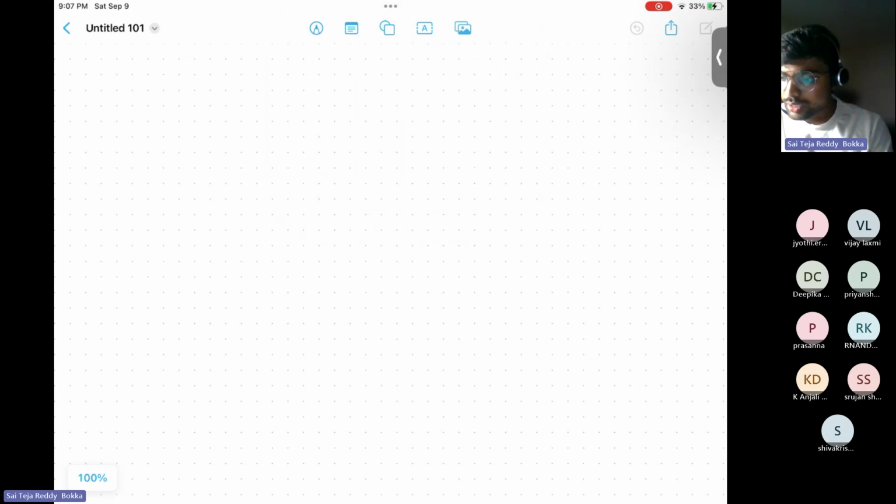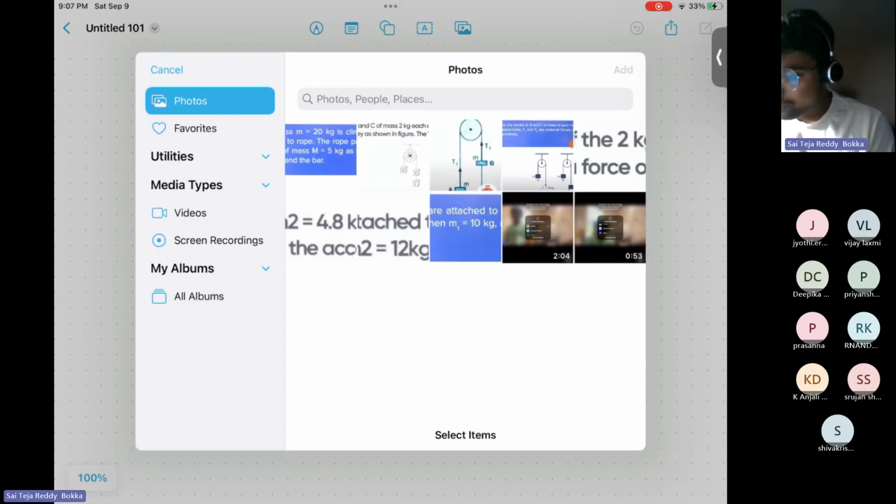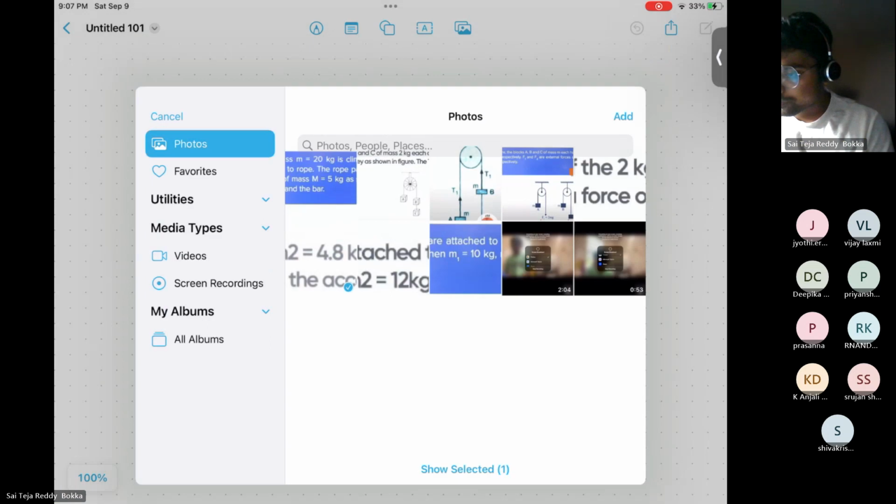So for tomorrow, I have to add these photos and all those things before the class itself.